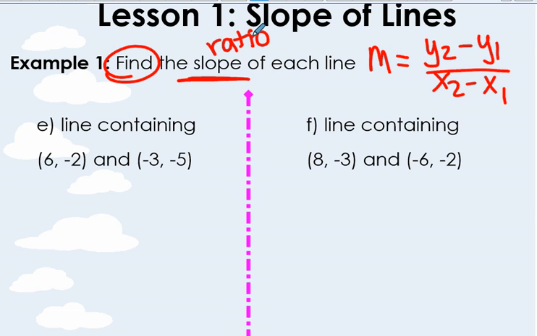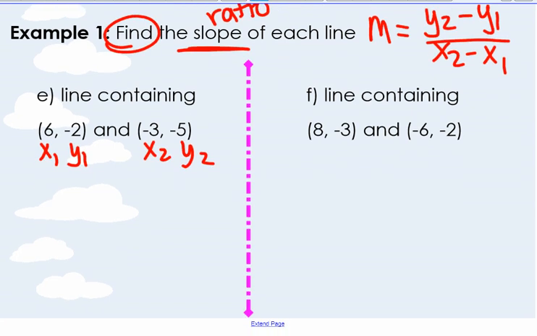So we've got a line containing (6, -2) and (-3, -5). So I'm going to label my points. This is x1, y1, x2, y2. Remember, all points consist of an x and a y. And now we're going to take y2 minus y1 over x2 minus x1. So I'm going to take my y's on top. So we've got -5 minus -2.